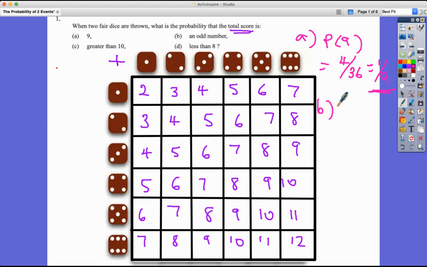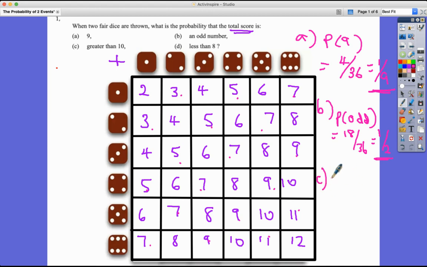Part B, we're looking for the probability that the total score is an odd number now. So how many odd numbers do we have? Well, we've got 3, 5, 7, 9, and 11. So we're going to count those up. 1, 2, 3, up to 18. So the probability of an odd number is 18 out of 36, which is how many 18s go into 36? 2. It's a half, isn't it? And that would make sense because half the numbers are odd, half the numbers are even. Odd and even numbers alternate, so with an even number of cells that would make sense.